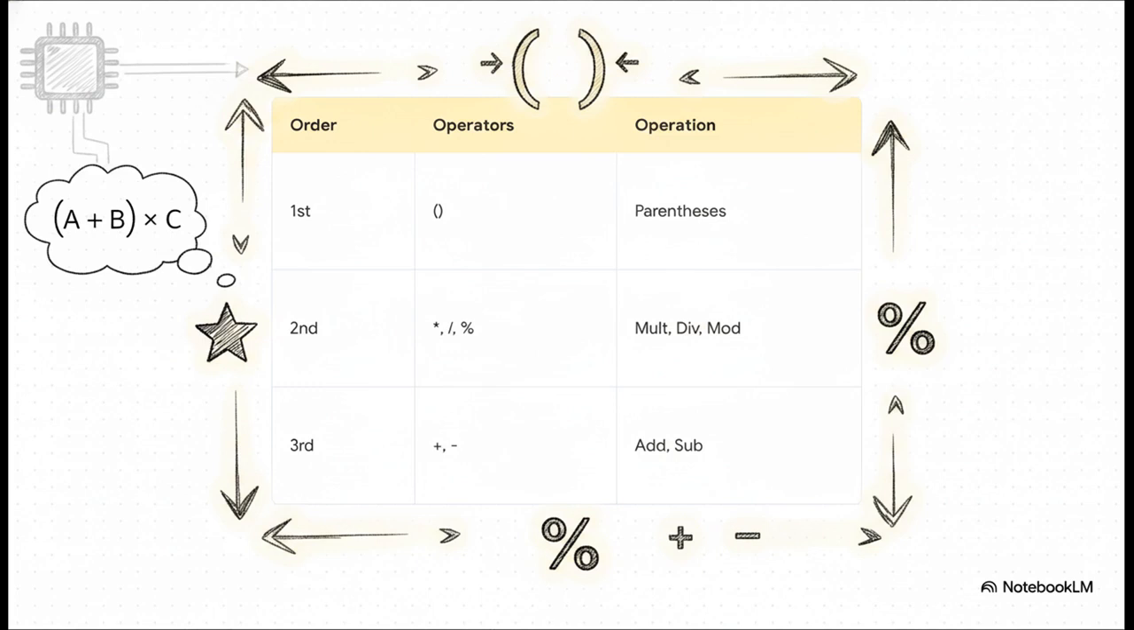Parentheses are always evaluated first, starting from the innermost nested pair and working outward. Next in line comes multiplication, division, and modulus, and those are evaluated reading from left to right. Finally, addition and subtraction are evaluated last, again from left to right. If you need addition to happen before a multiplication, you absolutely must use parentheses to force the computer's hand.